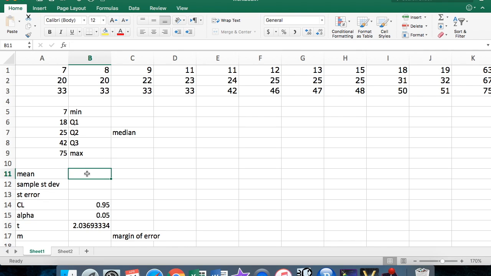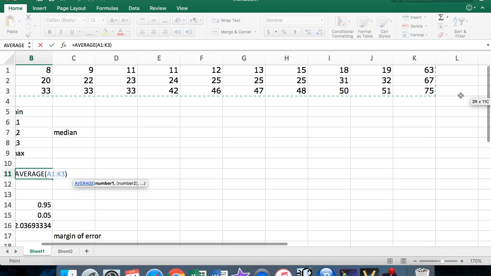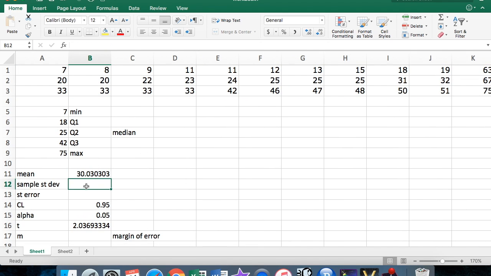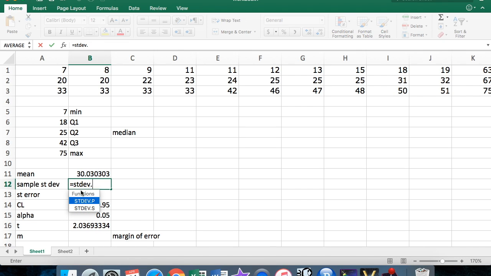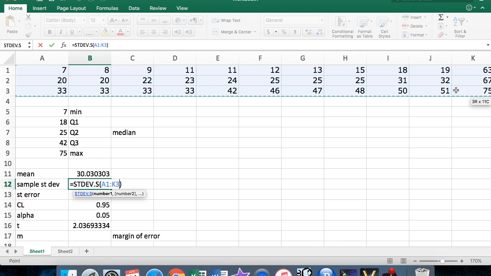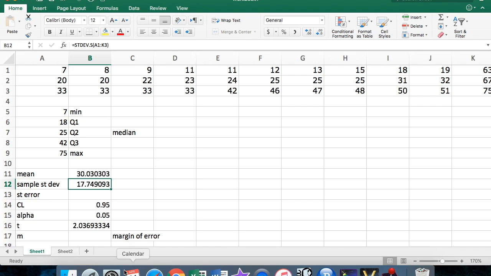Okay, so our mean is easy. It's just equals AVERAGE. We take the average of all of these values here. Highlight all these, and that is our mean. Our standard deviation is also simple. The easiest way to remember it is STDEV, and then it comes up. Now it's not the population standard deviation because there are probably more than 33 values, so let's go with .S, which means sample. Highlight all of this, and we have our sample standard deviation as well.